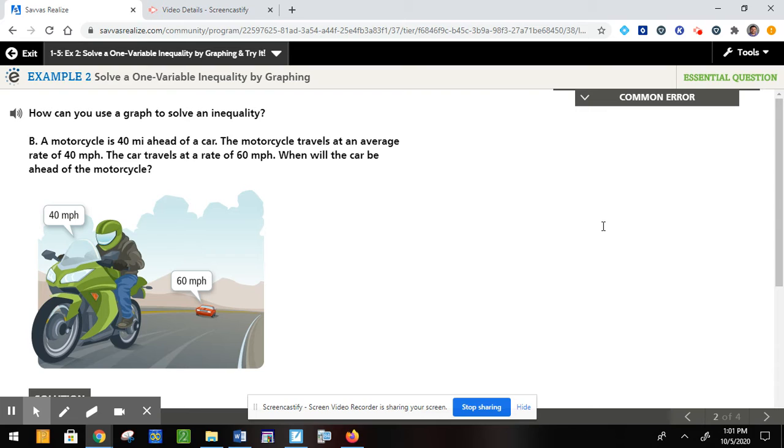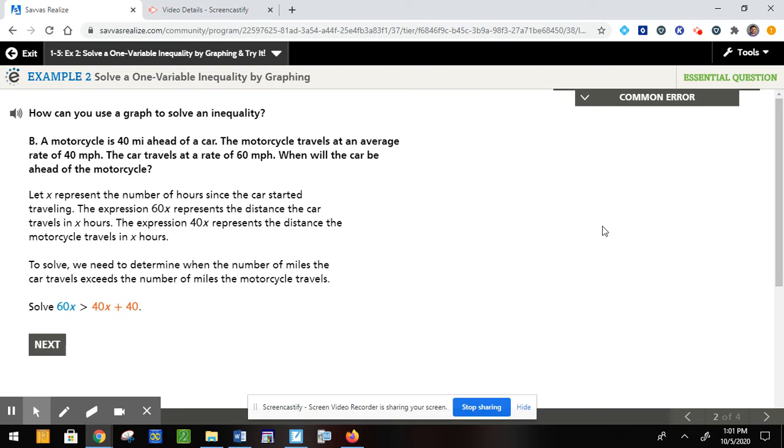Here you go. You have a motorcycle that is 40 miles ahead. So it's already 40 miles ahead of the car. Obviously not to scale. I don't think you could see 40 miles that far. The motorcycle is 40 miles ahead, and it's traveling at a rate of 40 miles per hour. The car travels at a rate of 60 miles per hour, and it's 40 miles behind. When will the car be ahead of the motorcycle? All right, so let's take a look.